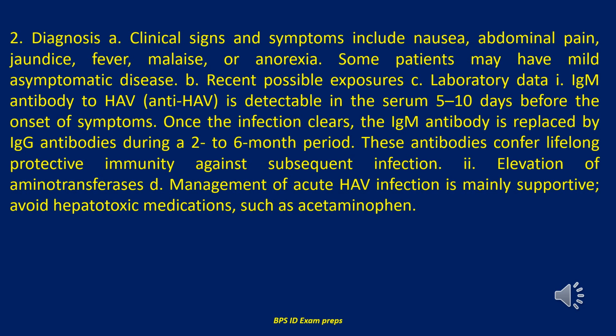1. IgM antibody to HAV, anti-HAV, is detectable in the serum 5 to 10 days before the onset of symptoms. Once the infection clears, the IgM antibody is replaced by IgG antibodies during a 2 to 6 month period. These antibodies confer lifelong protective immunity against subsequent infection. 2. There is an elevation of aminotransferases. D. The management of acute HAV infection is mainly supportive. Avoid hepatotoxic medications, such as acetaminophen.